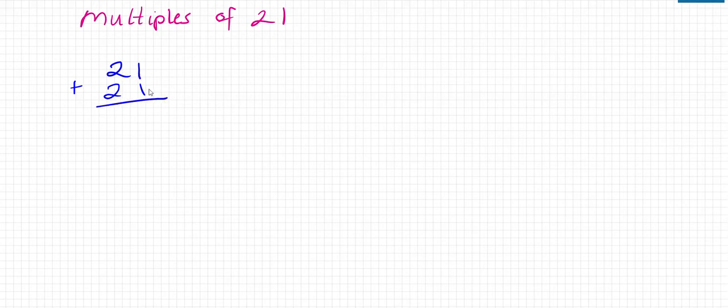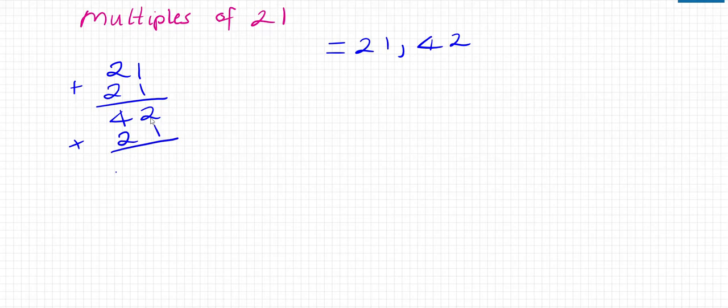Well, I have 1 plus 1 is 2, and 2 plus 2 is 4. So my next multiple is 42. I'll do my answer up here. So 21 is the first multiple, then 42, and I'll keep adding 21. So now I'm at 42. What is 42 plus 21?